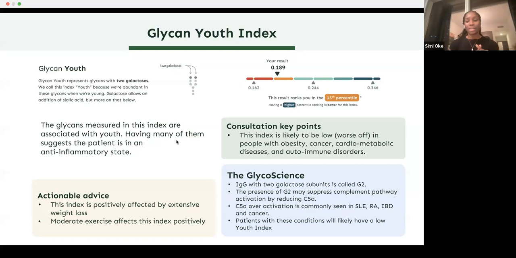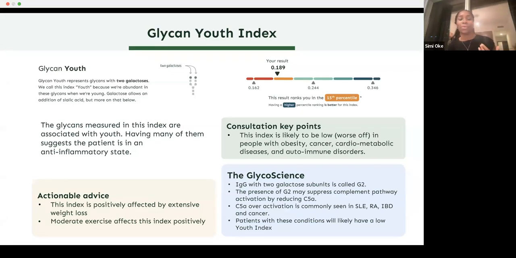So the first glycan index we're going to talk about is Glycan Youth. As I mentioned, this is one that's specifically associated with anti-inflammation. What makes it Glycan Youth is that each glycan unit is made up of various different subunits, and as you add galactose to these subunits, they're more indicative of anti-inflammation. Glycan Youth has these 2 galactose in it, which seems to be very protective against inflammation.